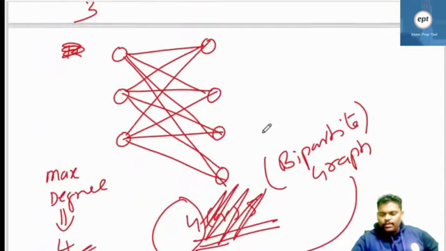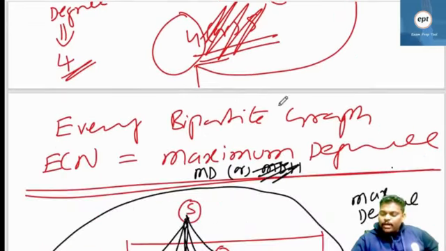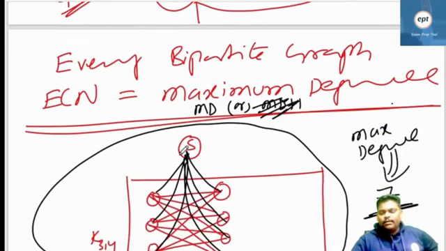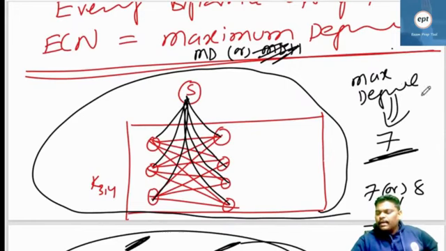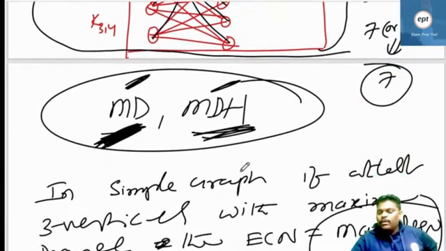Next one, further. Bipartite graph answer is MD. Suppose it is not matching any criteria, it is simply a simple graph. Then find the maximum degree and check for at least 3 people with maximum degree. Then answer is going to be MD plus 1.